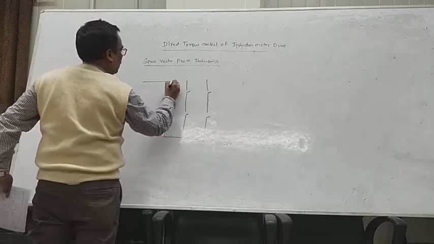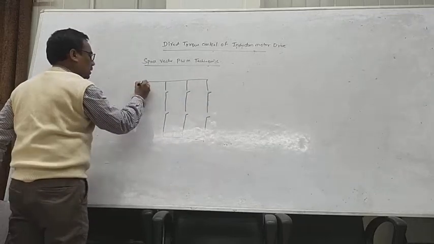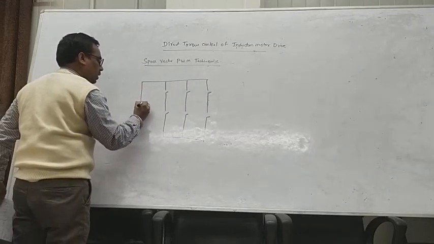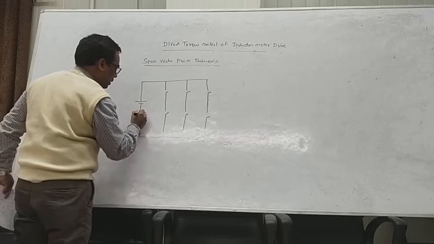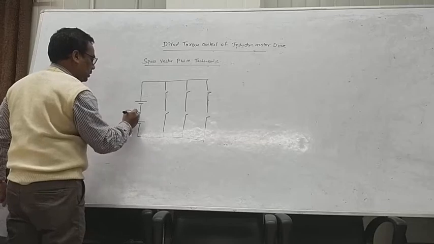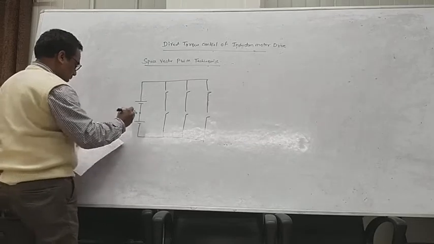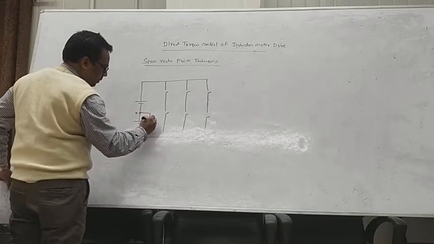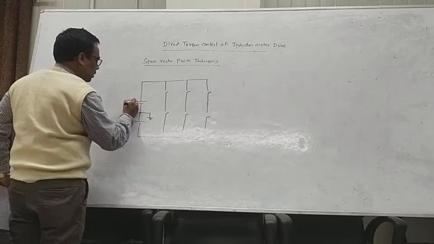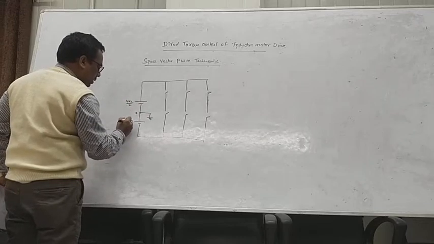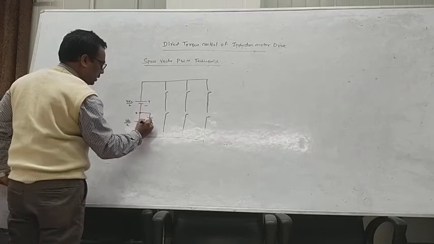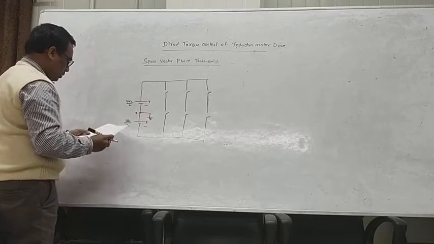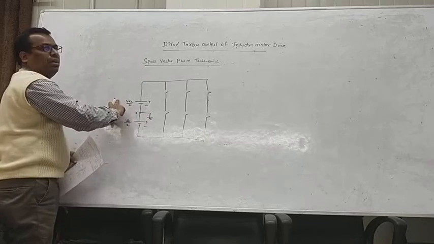Here is the DC voltage, and this DC voltage is divided into two halves. This is the neutral point, point 0, which is grounded here. This is VDC by 2 and this is also VDC by 2, each with plus and minus polarity.